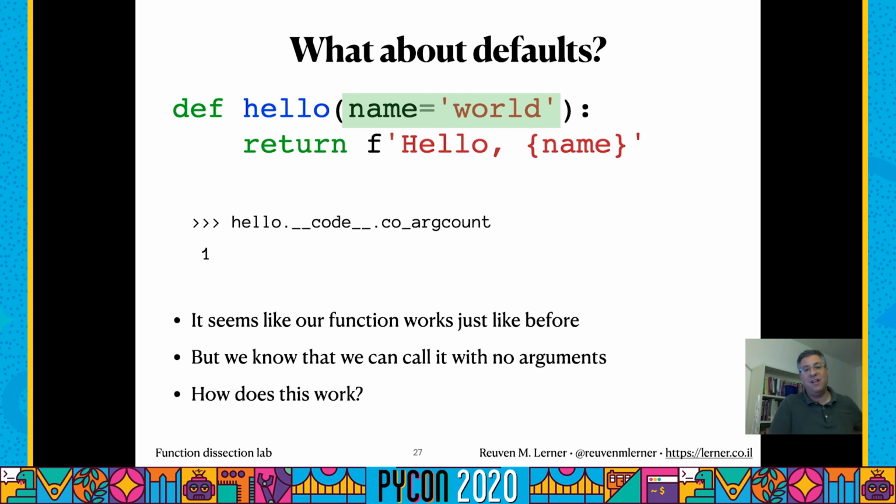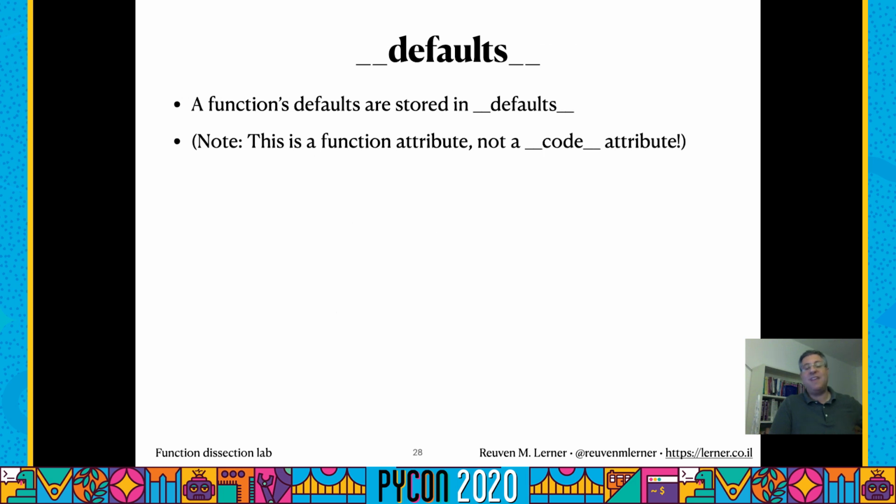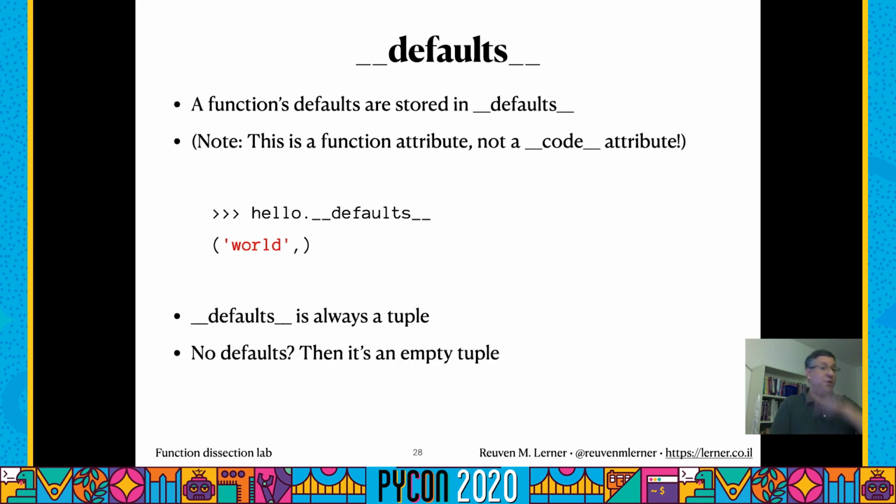So our function looks just like before, but we know that we can call without arguments. So how's this going to work? Well, there's another attribute, and this attribute is called __defaults__, and it is not under __code__. Rather, it's part of the function object, so it's sort of parallel with __code__. And so all of the defaults are there. So let's take a look. What does hello.__defaults__ look like? "world", meaning __defaults__ is always going to be a tuple. If there are no defaults, then it's an empty tuple. And it's a tuple containing whatever default you set in the function definition.